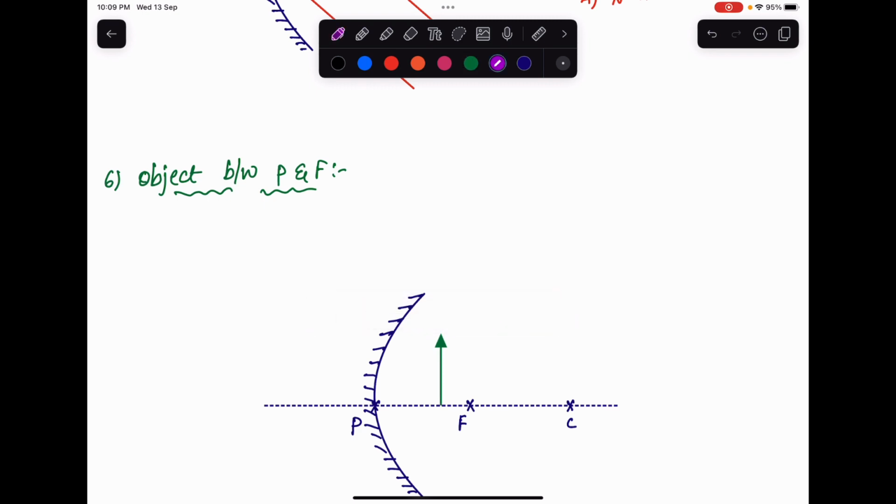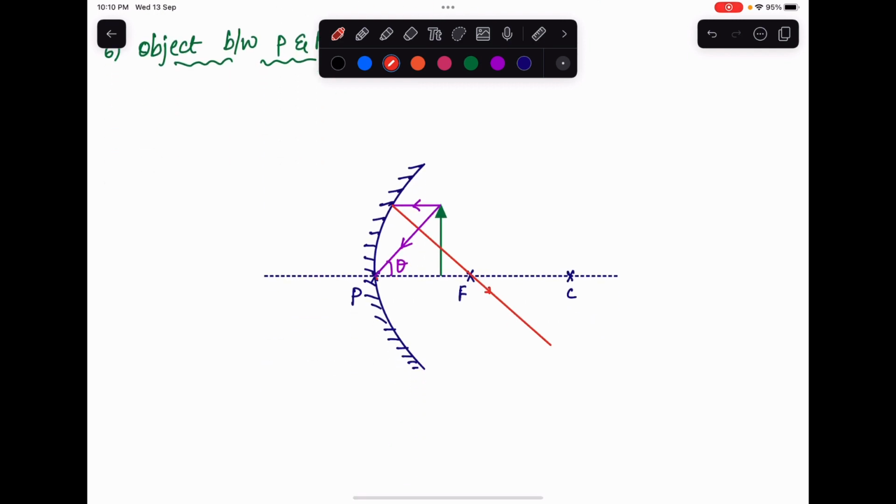So rule number 1, light ray passing parallel to principal axis. After reflection, they pass through focus. And rule number 4. Sir, why not we use rule number 2? You can use rule number 2, but it will be a bit complex. Rule number 3 also you can use, a bit complex. So for our easiness, we are using just rule number 4. According to rule number 4, light ray incident at pole, making an angle theta, also reflects with the same angle theta.